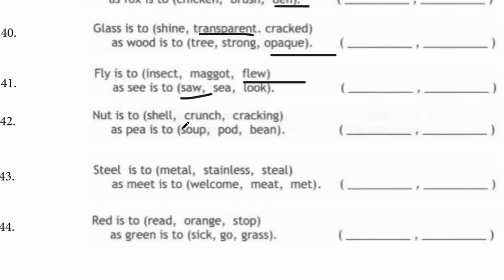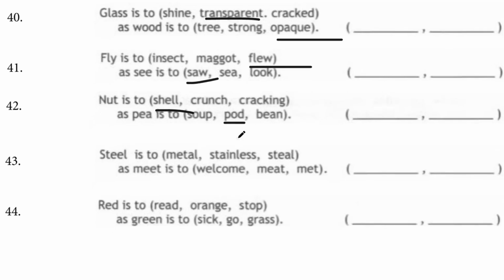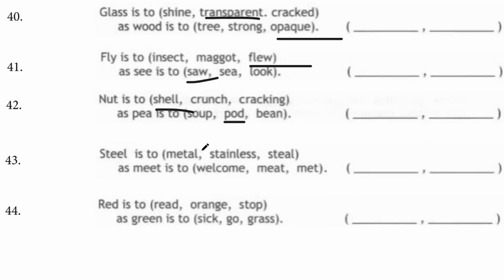42, we have, what do you find them in? You find nuts in a shell, you find peas in a pod. Question number 43, we can say steal is to, as meat is to. So here we're looking at homophones. So steal and steal are homophones, meet and meet are homophones. Question number 44, we have red and green, which kind of associates itself with traffic lights. So red means to stop and then green means to go.